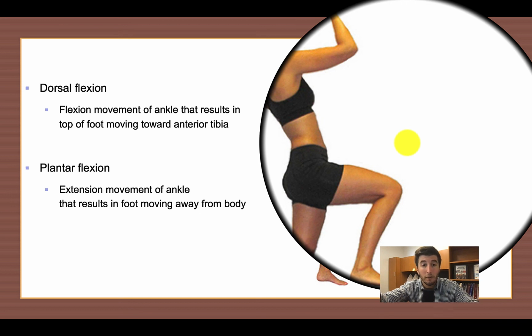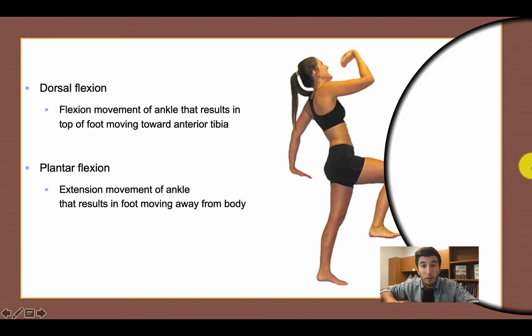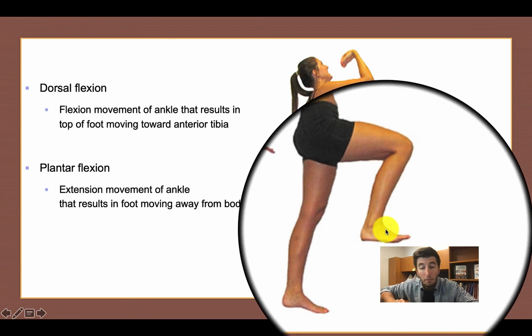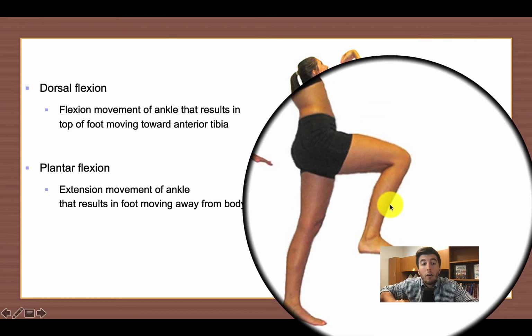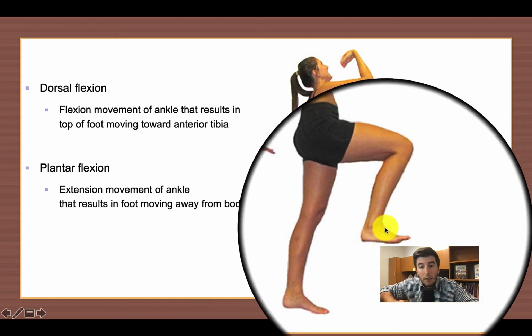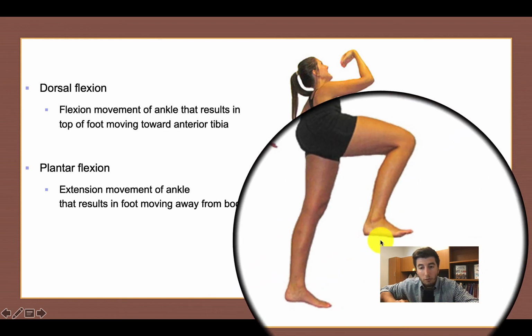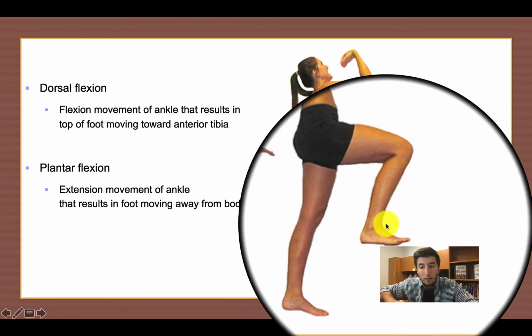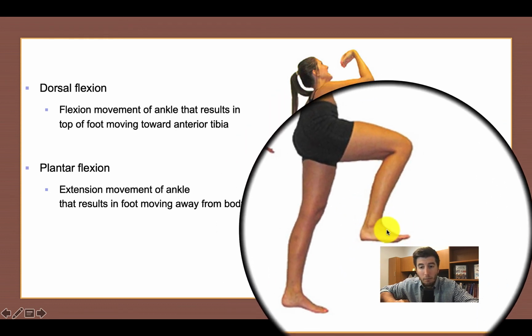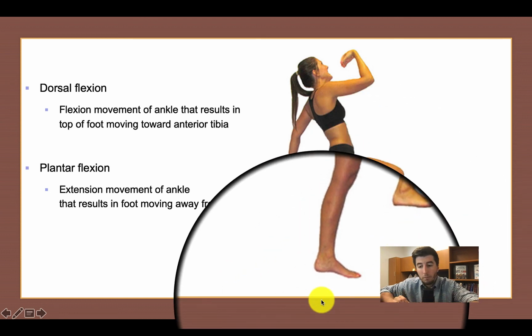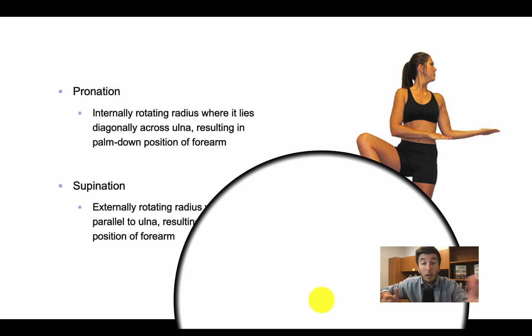So a dorsiflexion is going to be a movement of the ankle that pulls the top of the foot closer to the shin, whereas plantar flexion is going to be moving the bottom of the foot closer to the calf. So this would be dorsiflexion. Plantar flexion would be like standing up on your tippy toes. Pronation, a great example is rotating that forearm so that your radius is coming over your ulna, so that your palm's down. Supination is the opposite, with palms up.